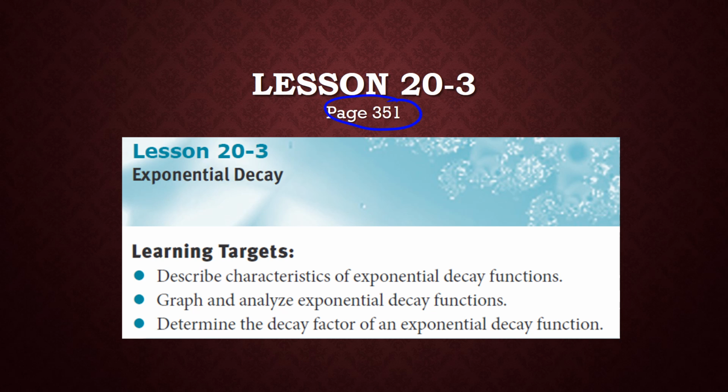So this lesson is all about exponential decay. We've spent some time learning the formula of an exponential function and studying growth factors and exponential growth. And naturally, not everything in the world grows exponentially, but things may also shrink exponentially, and that's called exponential decay. So we're going to be able to describe the characteristics of exponential decay functions, know what they look like, what the pieces mean, and we're going to graph and analyze some functions, and we're going to determine the decay factor of an exponential decay function.